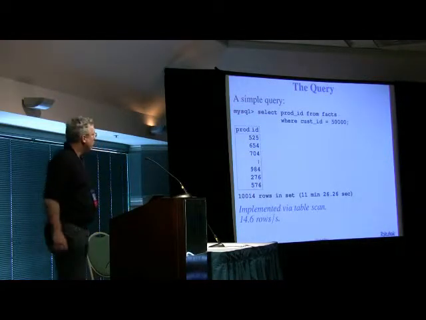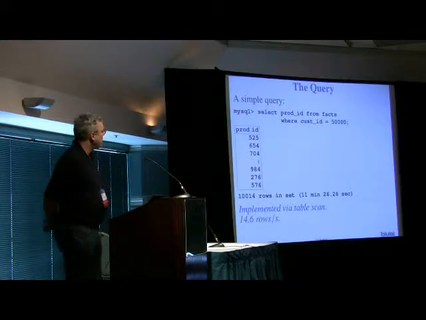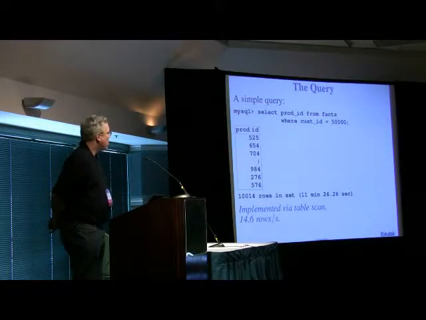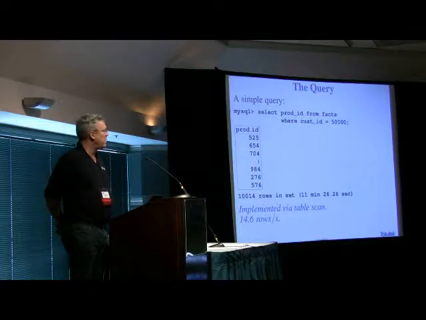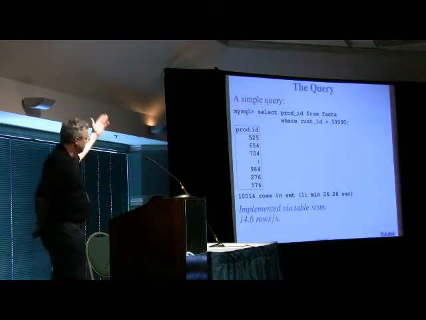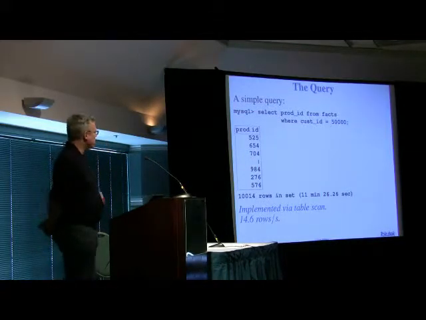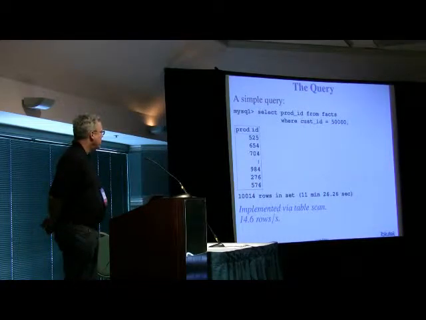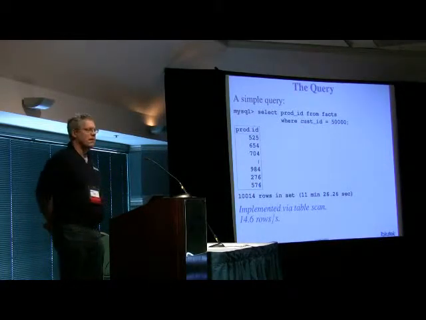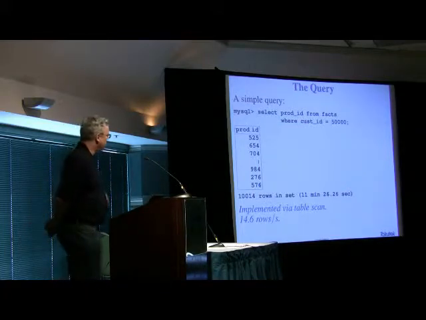Now I want to do a simple query on this. Among all the items in the fact table, I want to find the product IDs where the customer ID equals 50,000. So just what did customer number 50,000 buy? If I perform that query, it comes up with this list of product IDs. Since those numbers are essentially random, it comes close to 10,000 rows. It's 10,014 rows. It took about 11 and a half minutes to run that.